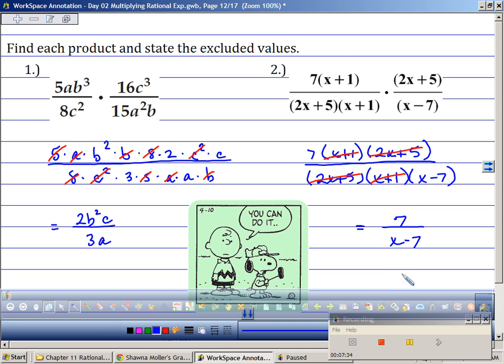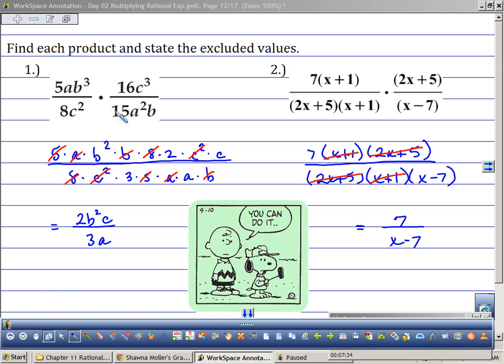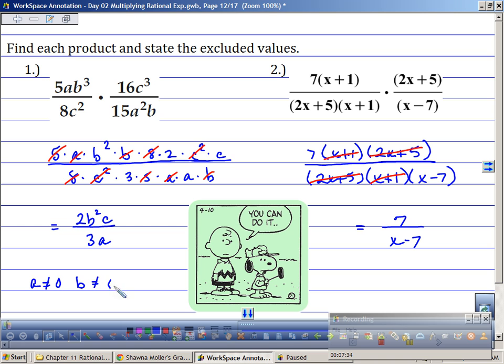So far, there's one thing we forgot to do though. What did we forget to do? Look at our instructions. These are excluded values, and you have to consider the excluded values from the original equation. So if we look at these excluded values, what can these variables not be? What can A not be? 0. What can B not be? 0. And what can C not be? 0. If each one of these variables were 0, it would screw everything up, right? Yeah. It would make it undefined. We can't have it undefined.